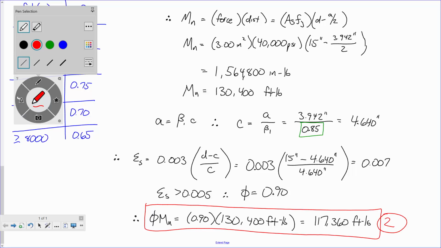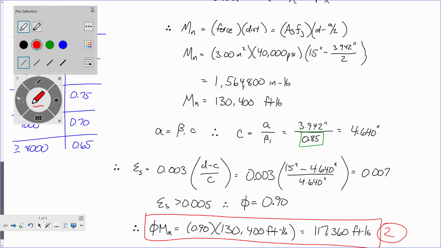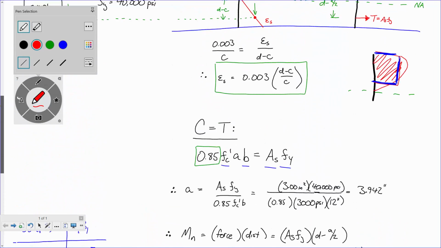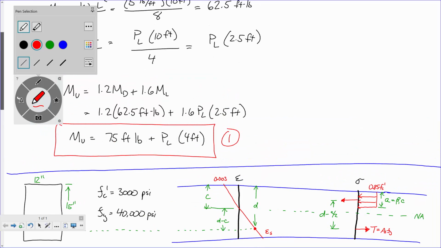Everybody good so far? So here's what we calculated here, phi Mn, that is the capacity. That is how much the beam can hold up, right? Now, if I scroll up real quick, way up here, that equation 1, that was what the beam was being subjected to, right?